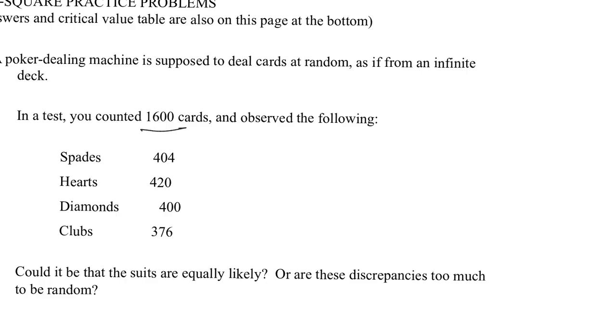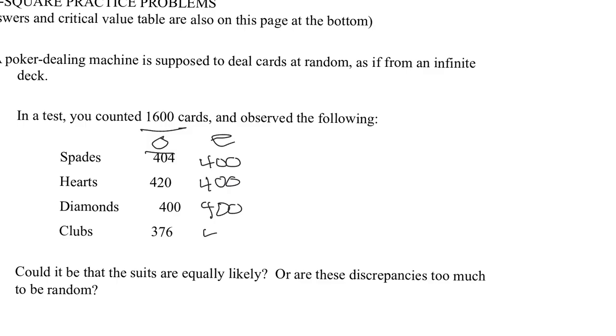It counted 1,600 cards. There are four different suits in a card deck. So these are the four outcomes that we're expecting. This is what we observed the machine to hand out. What we expect, if you think about it, if there are four cards, you would expect an even probability of getting each card. If there are 1,600, you'd expect 25% of that. So our expected here would be 400 for each suit of cards.